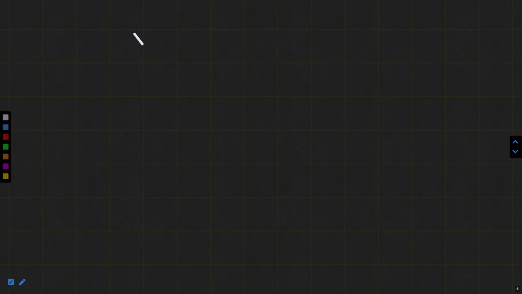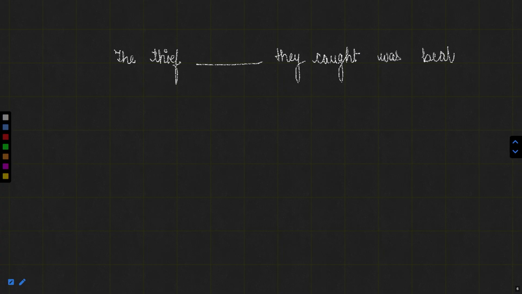Suppose the sentence is: the thief dash they caught was beaten black and blue. Here in this blank we need to write a relative pronoun. What is that? We will discuss that later on.